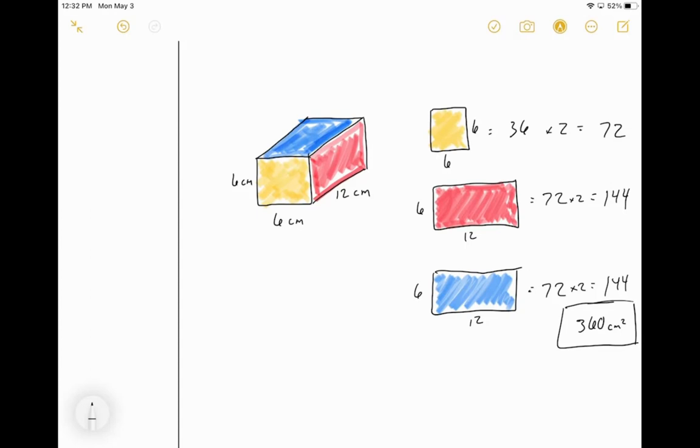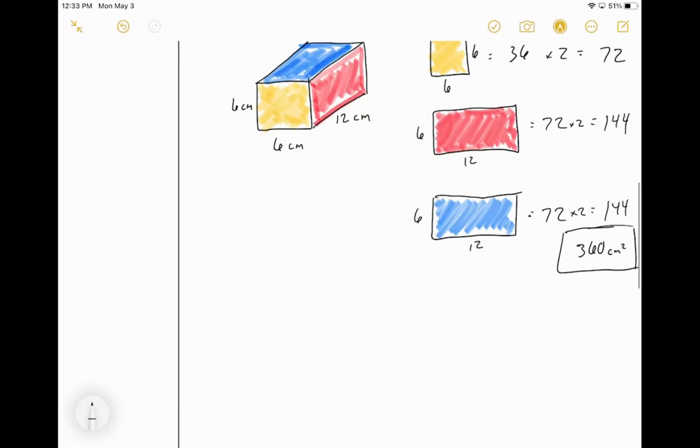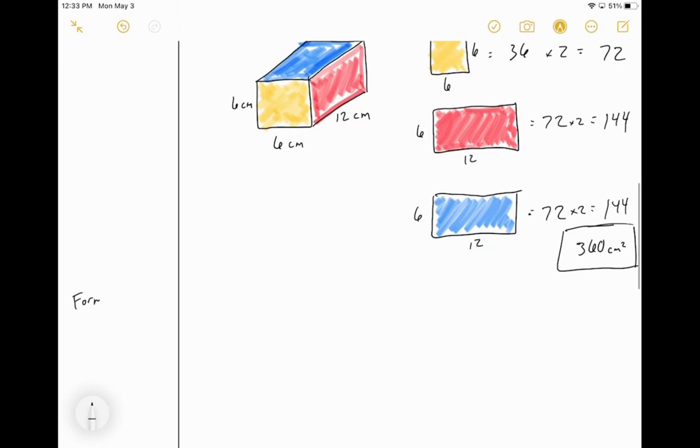Now, there's a different way you can look at these problems, right? And I'll show you one more way, and this is kind of like a shortcut, and this is a formula that you could use, okay? The formula is this. And this actually works for all prisms. The formula is the surface area, SA, is equal to 2B, capital B, plus P times H. And I'll explain what all those letters mean in just a second.